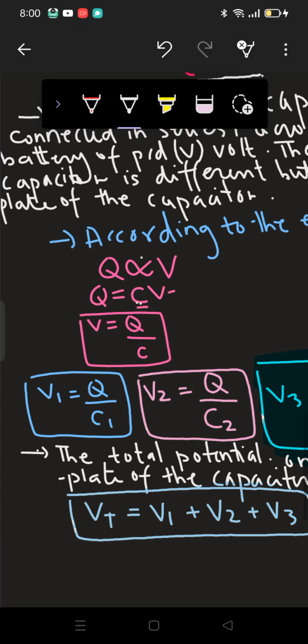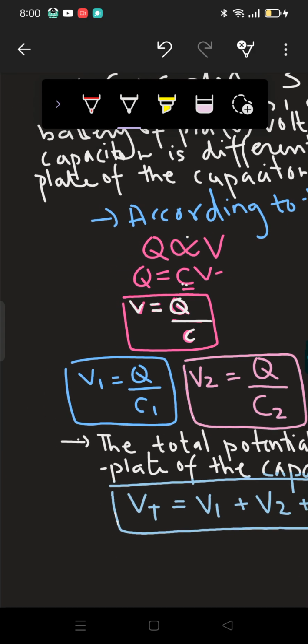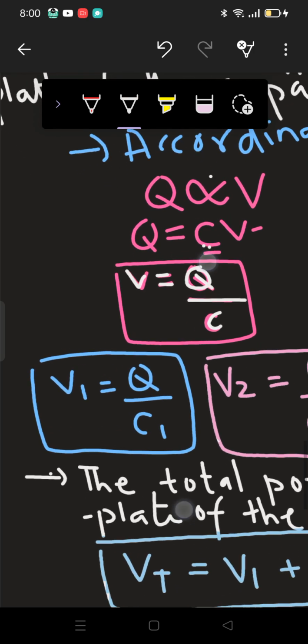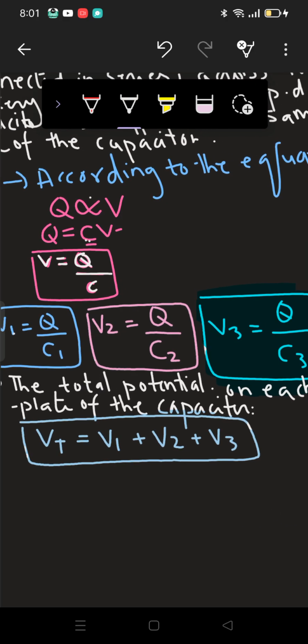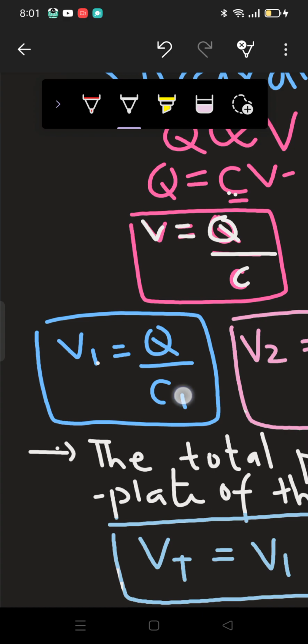So C is multiplying with V here. When we move it over, it will be divided. So V is equal to Q per unit C, right? So if we want to find the potential difference of the first capacitor, we take the first capacitor, which means V1 is equal to the same charge stored on the plate, so no need to write Q1, Q2, Q3, since all the capacitors are going to store the same charge, right? So Q upon C1, because we are finding the potential difference for C1.